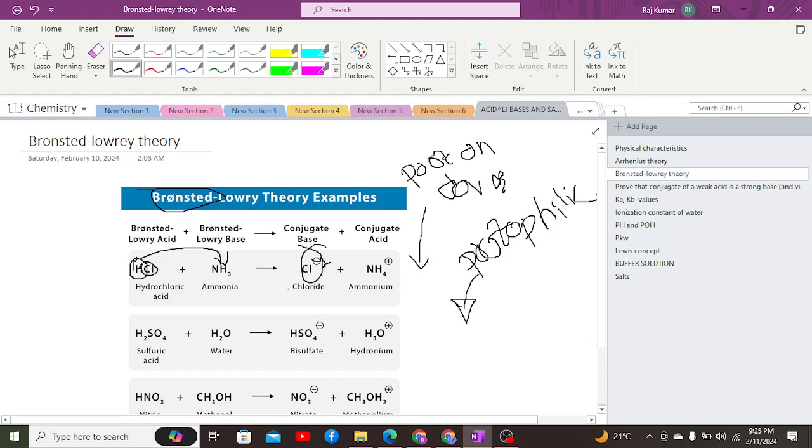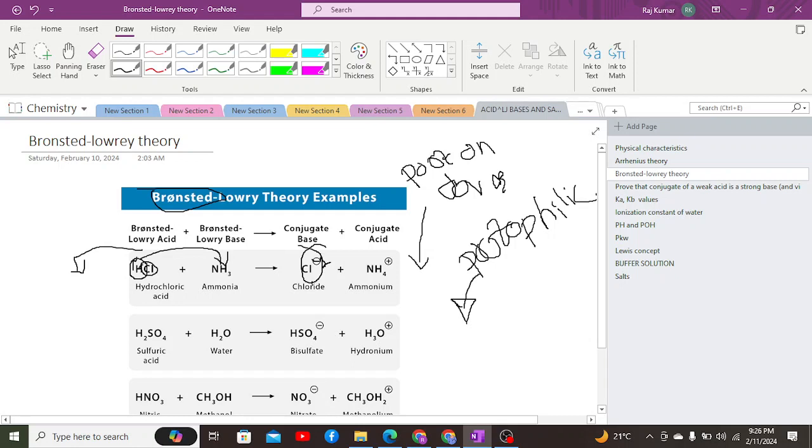Now at that moment, "ide" represents negative charge, while a metal represents positive charge, and "ide" represents negative charge or non-metal, right? So at that moment, when HCl donated its proton to NH3, it now became... previously it was an acid. HCl was an acid. Now when it donated its proton to NH3, it lost its proton, which means its ability to donate proton was finished.